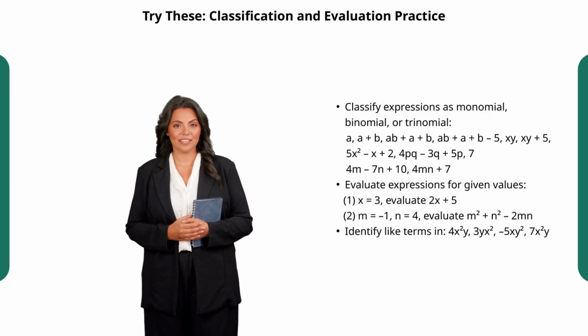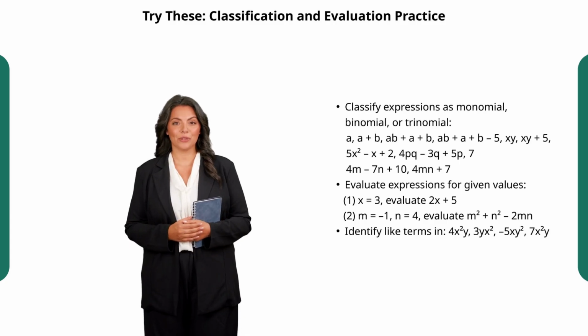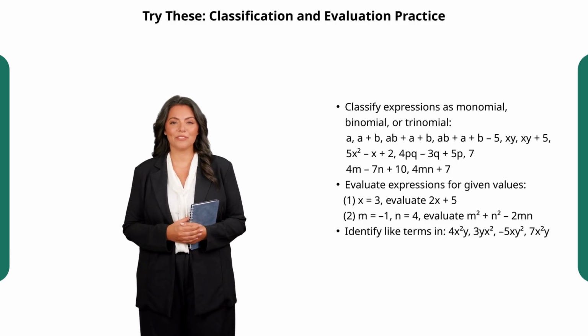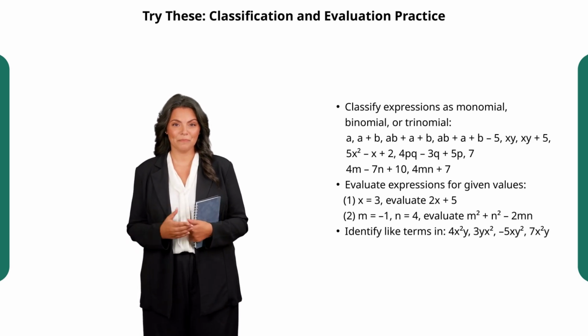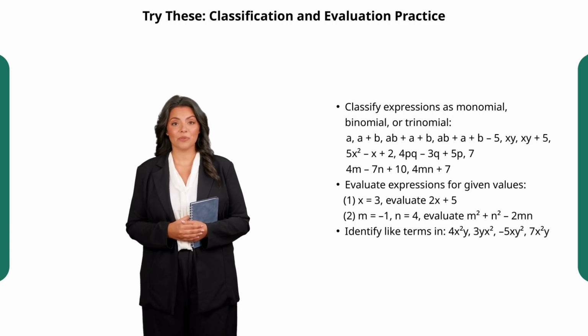Let's put your knowledge to the test with some practice exercises. First, classify a series of algebraic expressions into monomials, binomials, or trinomials. Remember to look carefully for the number of unlike terms. Next, evaluate given expressions by substituting specific variable values. This is a great way to practice calculating expressions involving multiple variables. Lastly, identify like terms within a group, observing variables and powers.